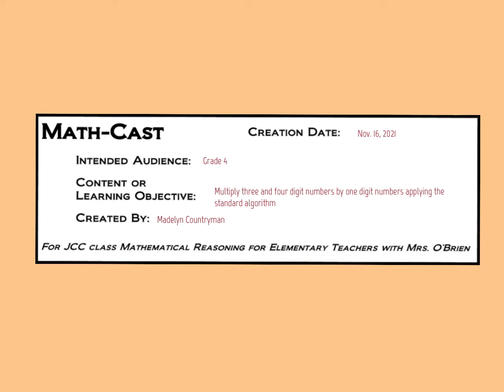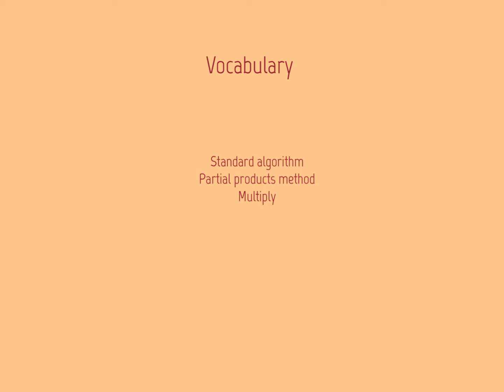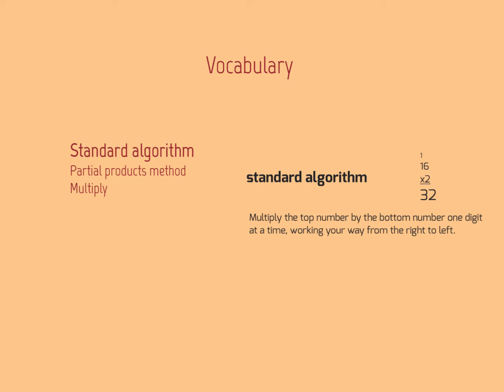The intended audience is grade 4, and the learning objective for today is to multiply 3 and 4-digit numbers by 1-digit numbers applying the standard algorithm. The vocabulary we will be learning is standard algorithm, partial products method, and multiply.